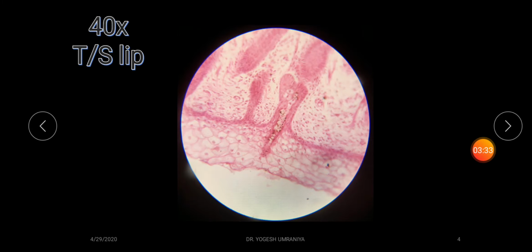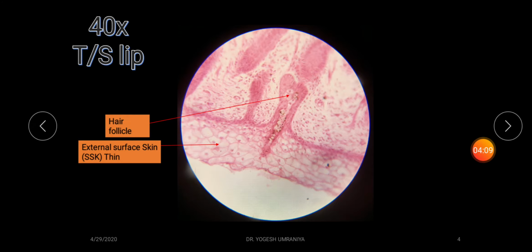Next image, that is the microscopic image under the 40x lens. This is again the transverse section of the lip. Here you can see this layer, that is the external surface of the skin, which is thin as compared to the internal surface, and that is lined by the stratified squamous keratinized type of epithelium. Also you can see the nuclei as well as the cell borders within this epithelium very clearly. Next structure you can see is the hair follicle.